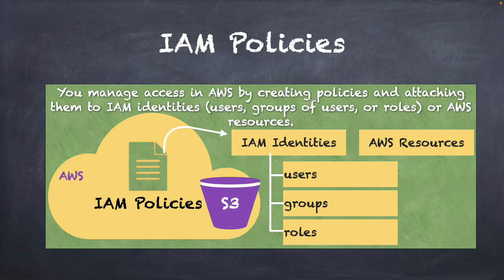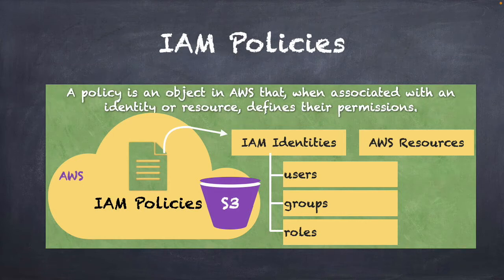We will manage access in AWS by creating policies and attaching them to IAM identities. So IAM identities in AWS are users or groups of users or roles. We can also attach these policies to AWS resources instead of identities.